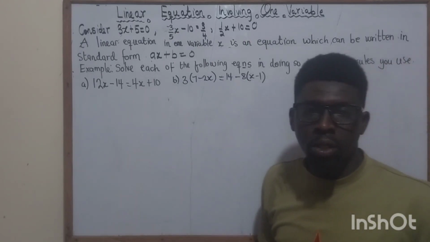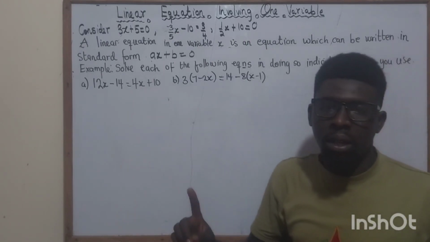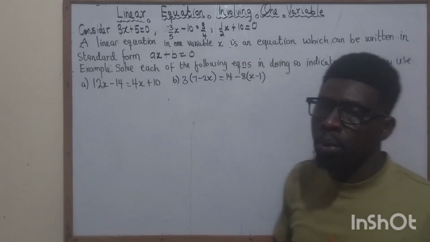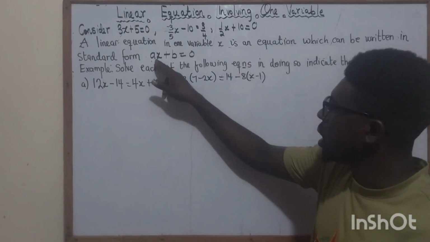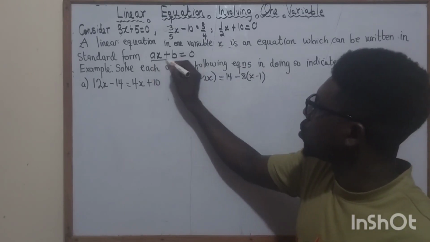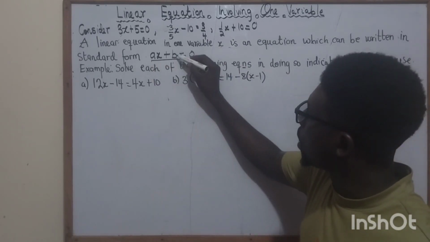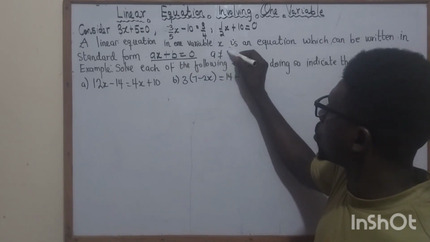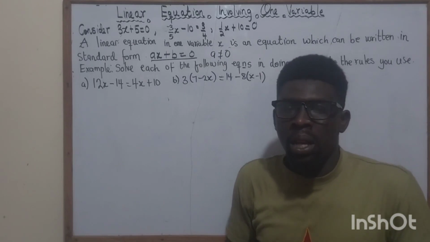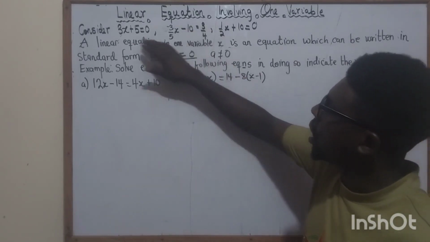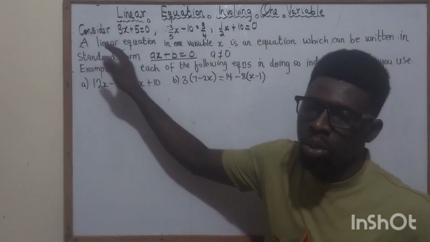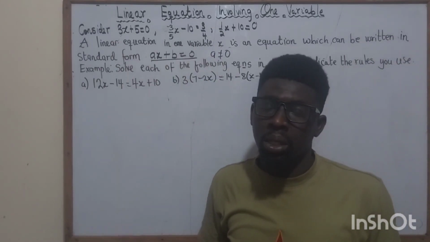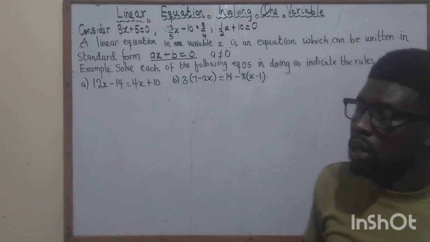Now, per the definition, a linear equation involving a variable is an equation which can be written in the standard form as + b = 0, where a and b are constant numbers and a is not equal to 0. When you compare this definition with the above equations, we can say that these equations are all linear equations involving a single variable. Why do we say so?